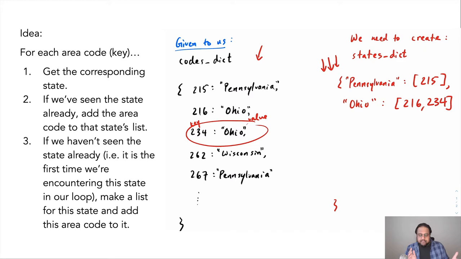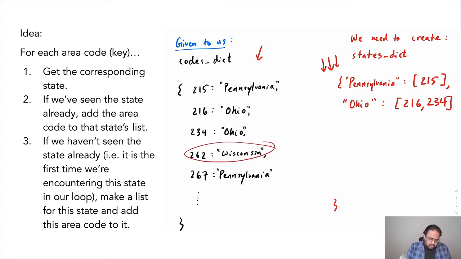We can append it. And so now, for the key Ohio in my new dictionary, the value is this list of 216 and 234, because those are the Ohio area codes I've seen so far. And if I see any more Ohio area codes, they'll just be added to this list. All right. Hopefully you get the idea, but just for concreteness, we'll go through these last two examples.